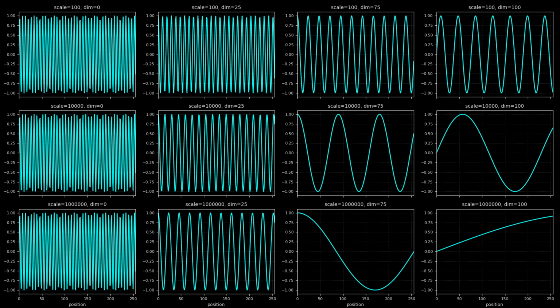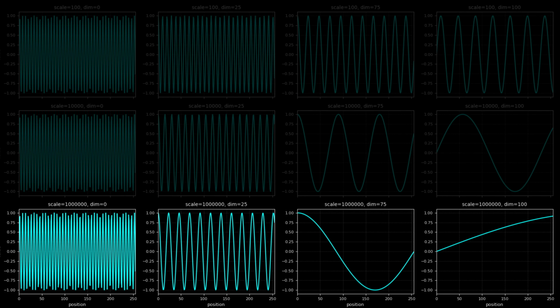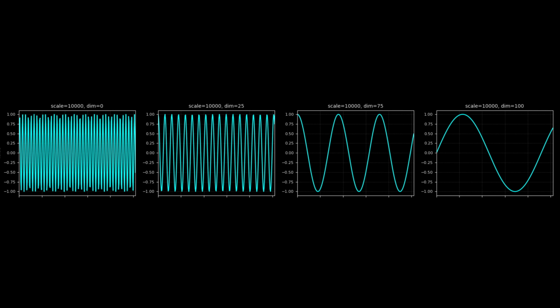So with a really small scale factor, we lose the ability to encode broad global positional relationships. And with a really large scale factor, the model loses sensitivity to local positional differences. 10K is actually a sweet spot where earlier dimensions cater to local positional differences and later dimensions capture long range positional differences. Another way to understand this is to compute cosine similarity between positional embeddings.